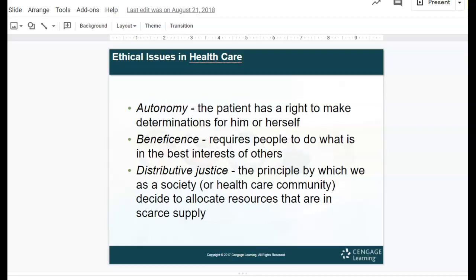For instance, autonomy is getting to choose what you want to have happen to you after death, whether you donate your organs, etc. Beneficence is where you have to do what's best for the common people. We use vaccines as an example in this situation. And then distributive justice is, let's say with the COVID situation, PPE was in short supply, personal protective equipment, for a long time. So they had to determine who got the personal protective equipment. Obviously, it went to healthcare workers, those on the front lines, and then basically how much they got of it and how many of them got it, etc. So those are the three principles when dealing with ethical issues in healthcare.